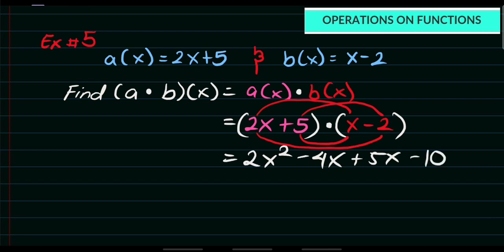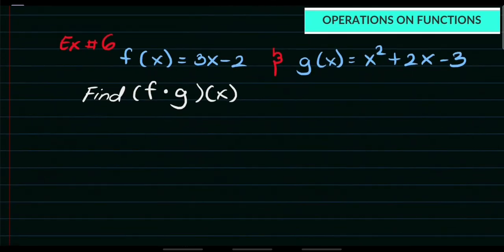And then after that, don't forget to combine the common or the like terms. I have your negative 4x and then plus 5x. So let's combine their values. Therefore, the answer is equals to 2x squared, and then negative 4x plus 5x, that is equals to positive 1x or plus x. Okay? And then copy the remaining minus 10, and that's it. So the final answer is equals to 2x squared plus x minus 10. Alright, so let's proceed to example number 6.